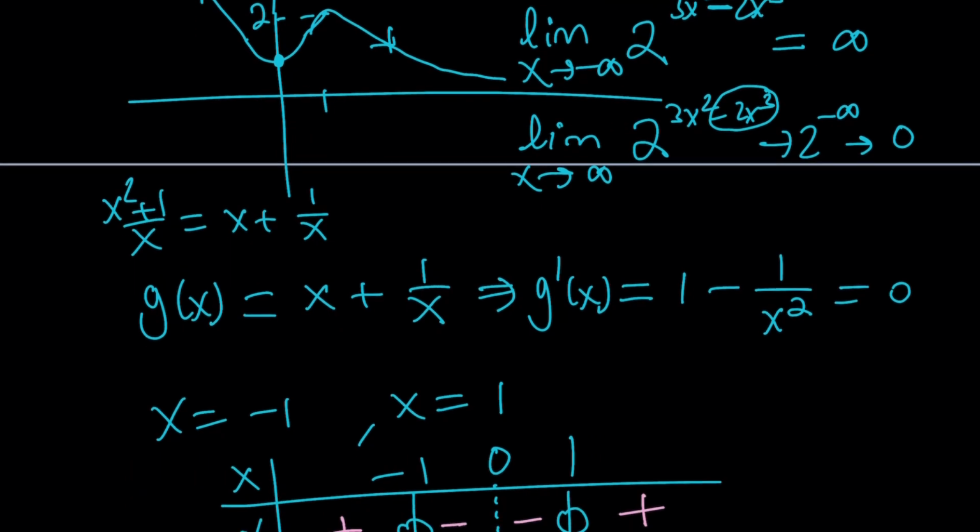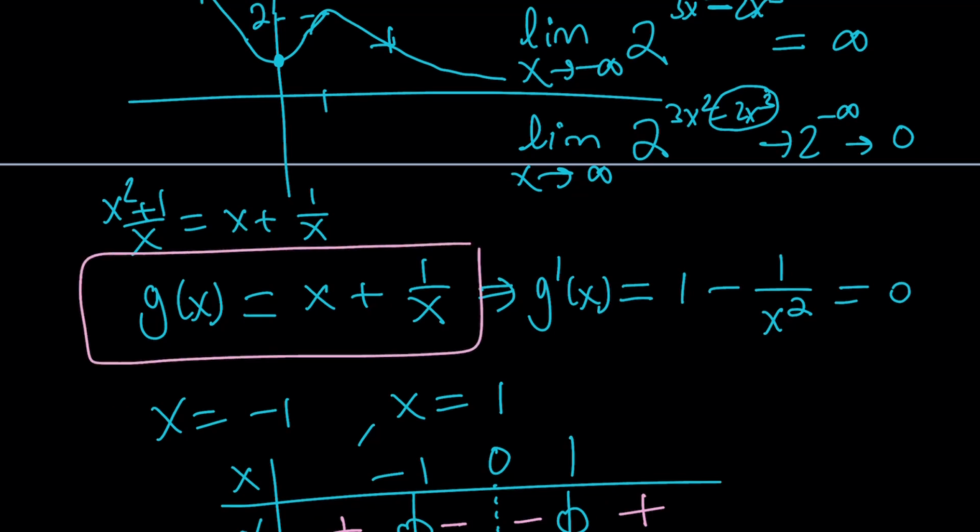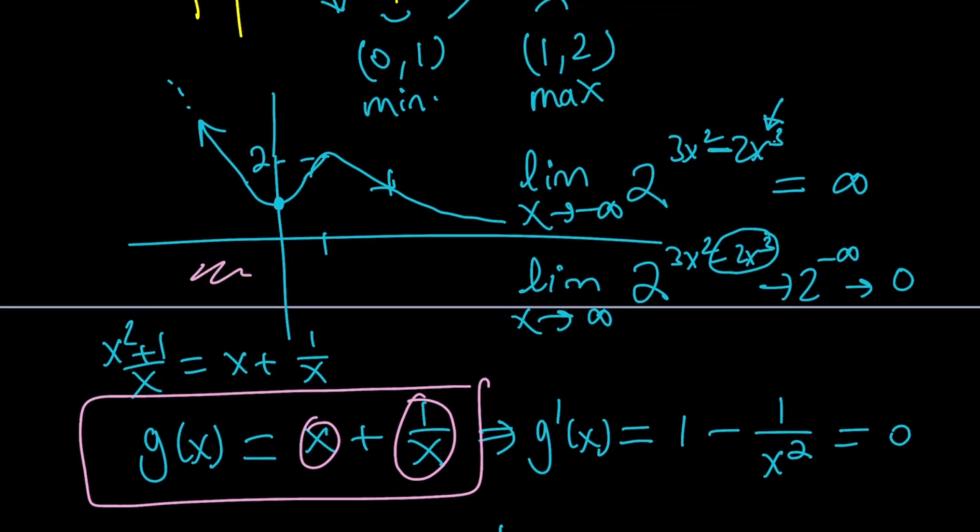Something to talk about. When x is negative, g of x is also going to be negative. Think about it. Negative plus negative, right? So our functions cannot intersect there. Our g is going to be in this region. And when x is positive, it's going to be in this region. So there might be some intersection points, right? There might be 2. There might be none. You never know. So what are you going to do?